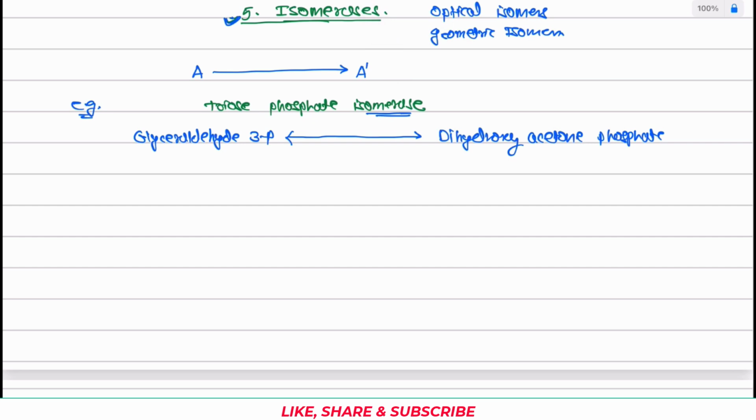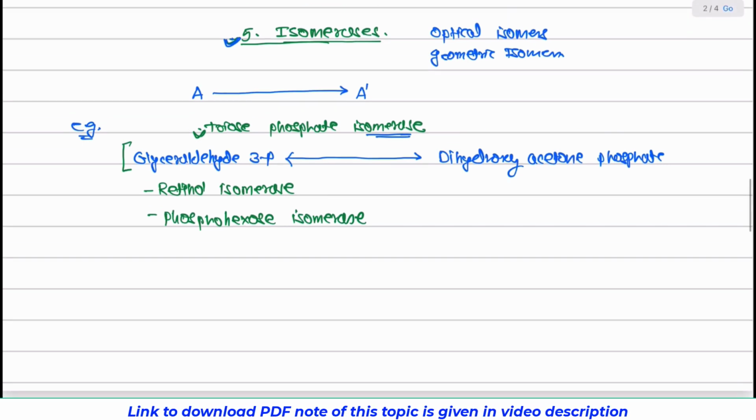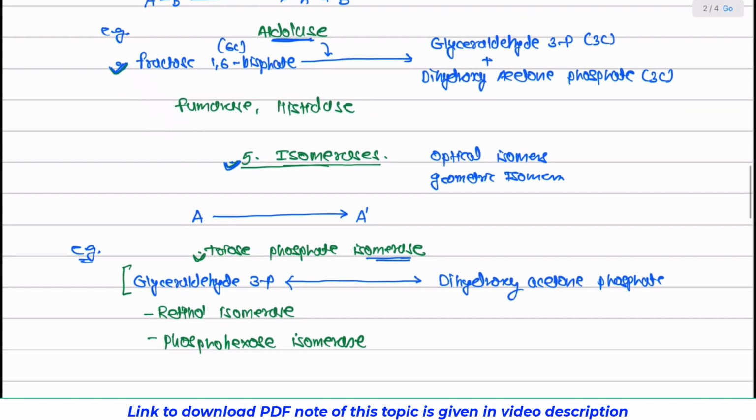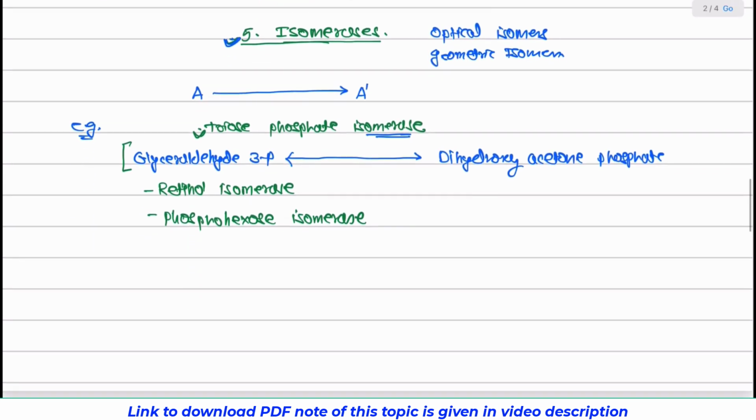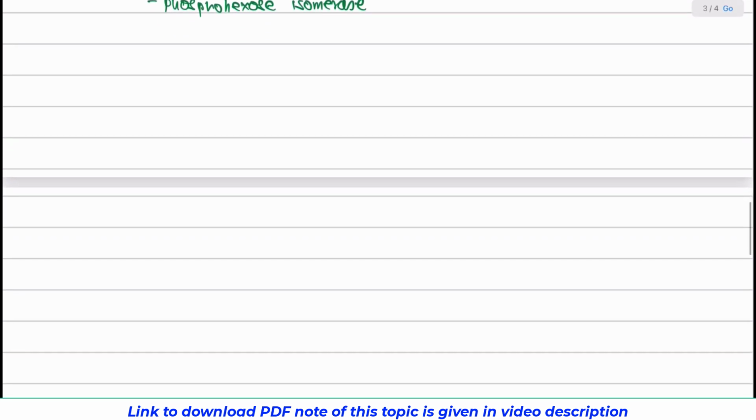Other examples of the isomerase class of enzyme are retinol isomerase and phosphohexose isomerase. One thing I forgot to mention is that triose phosphate isomerase catalyzes a very important reaction of glycolysis, just like this one. Okay. Now next we will look at class 6 of enzyme.